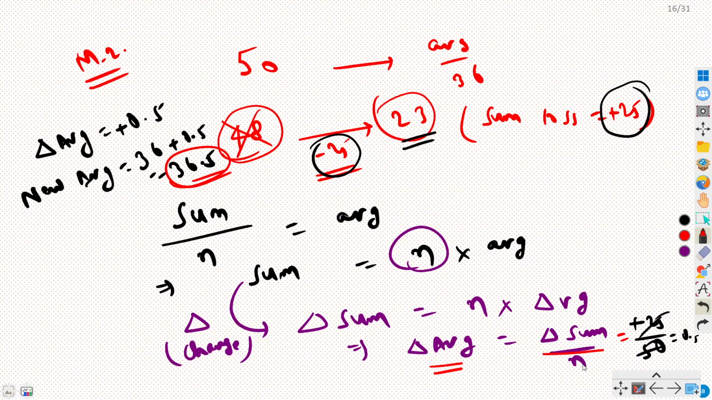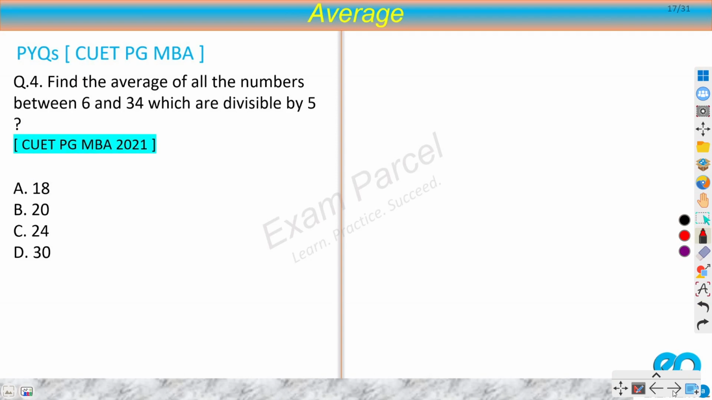If the number of observations is not changing, then we can simply apply delta, or change, directly on this equation: sum equal to n into average. Okay, I hope that was clear to you. Now we can move on to the 2021 paper.